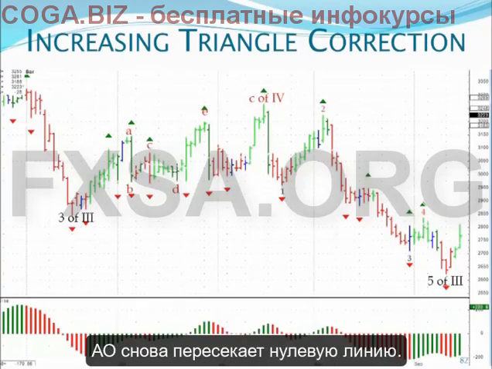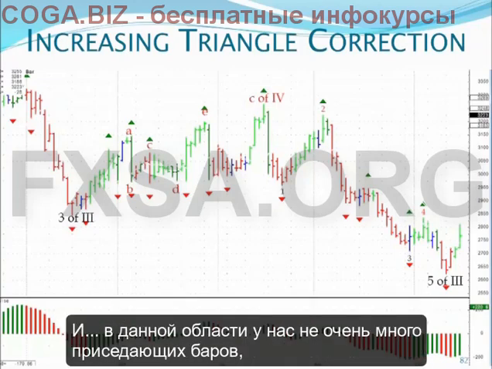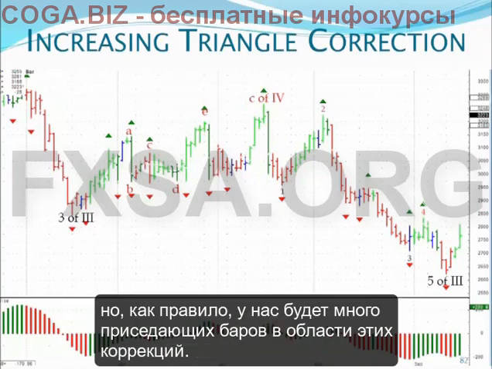The AO does cross 0 again, and we didn't have a lot of squat bars present in this area, but typically we will have a lot of squat bars in the areas of these corrections.